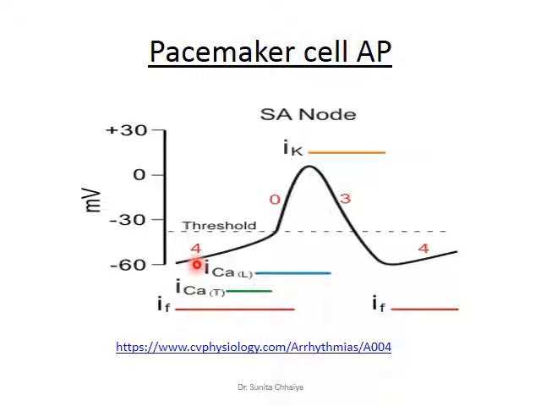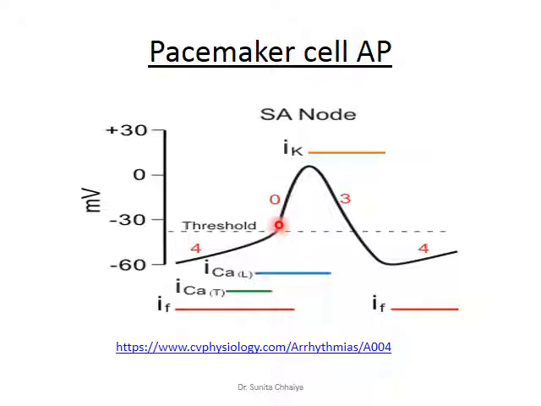When it reaches minus 50 millivolts, there is the opening of another type of channel, the T type calcium channels, and the opening of these T type calcium channels further depolarizes the membrane, and it increases until it reaches the threshold potential. Once it reaches the threshold potential, that is the start of phase 0.